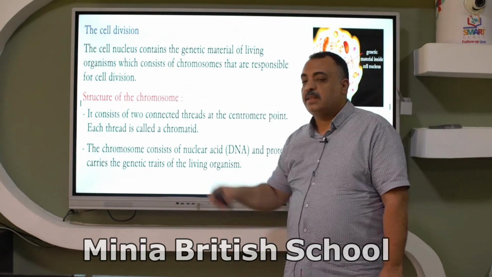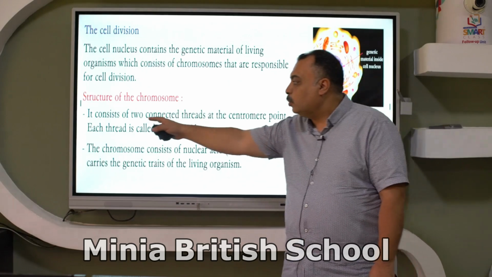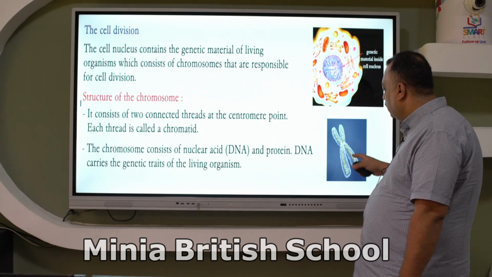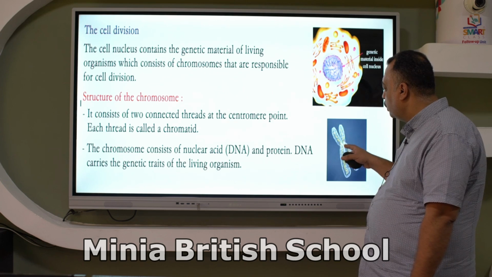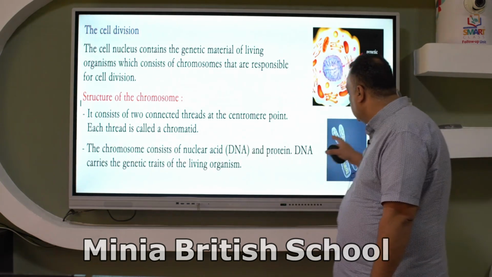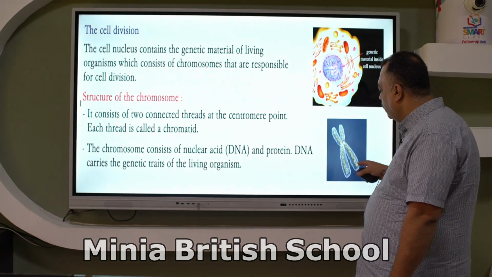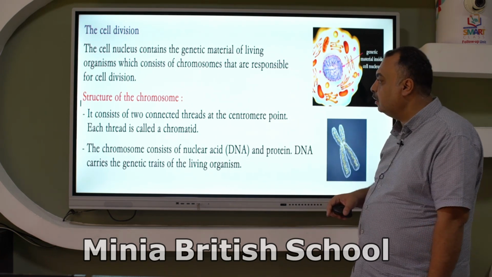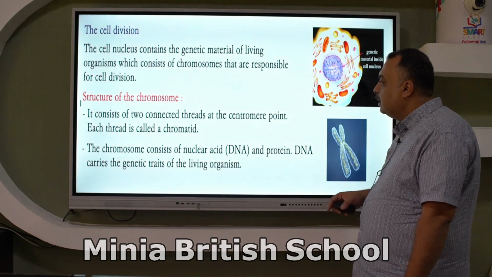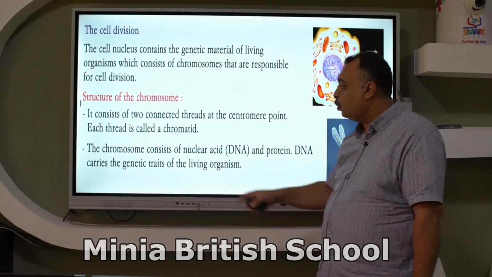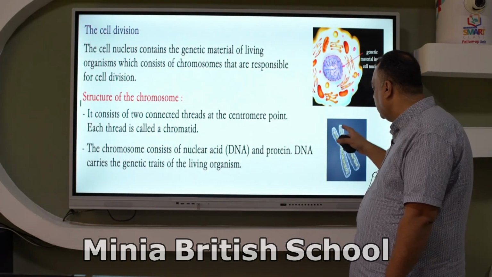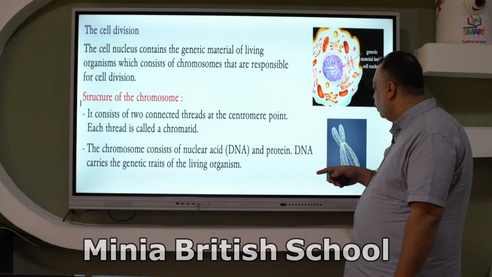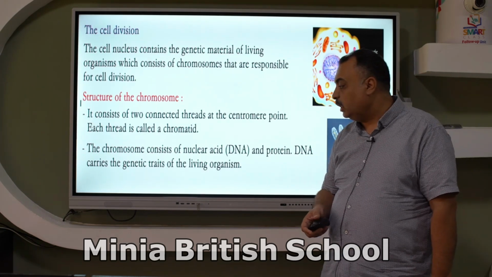The chromosomes are responsible for the cell division. Structure of the chromosome: it consists of two connected threads at the centromere point. As you see here, two threads, one and two, connected at a central point which is known as the centromere. The thread-like body is known as a chromatid. So the chromosome here is a chromosome with two chromatids, connected in the center at a point which is called the centromere. The chromosome consists mainly of DNA and protein. This chromatid consists of DNA folded on protein portions, which are known as histone protein.